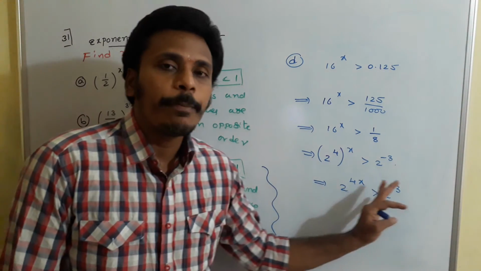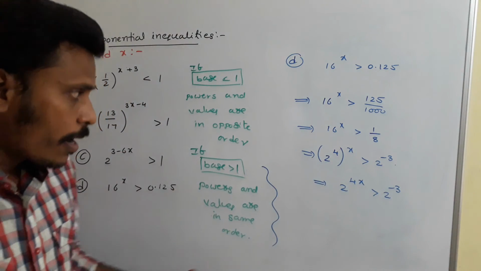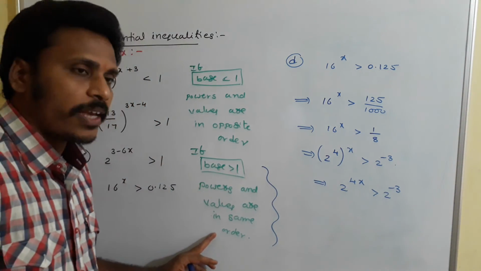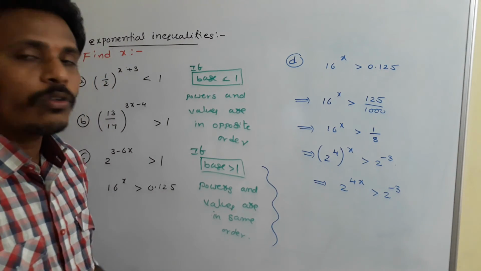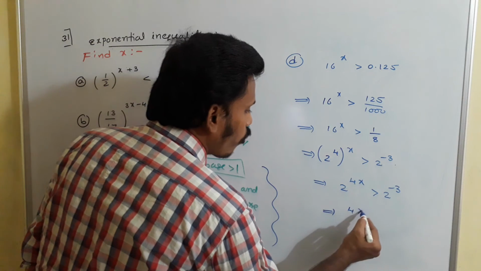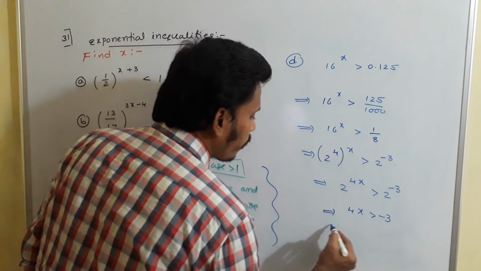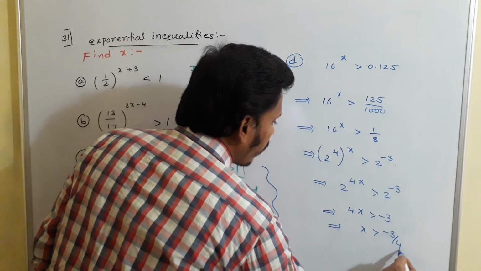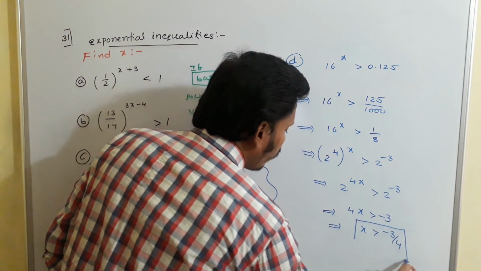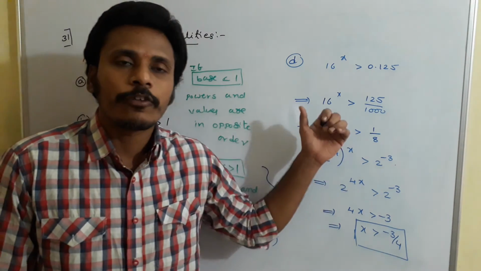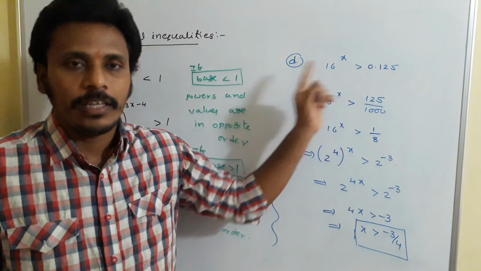Now I have the same base 2 on both sides, but that base 2 is more than 1. So we need to follow the second rule. As per that second rule, we need to use the same sign between the powers. That means 4x is greater than minus 3. Our intention is to find x, so x is greater than minus 3 by 4. So any value which is more than minus 3 by 4 is a solution for this exponential inequality.